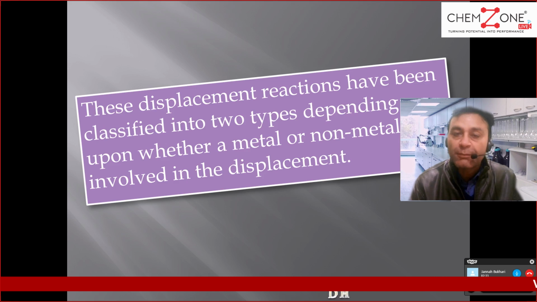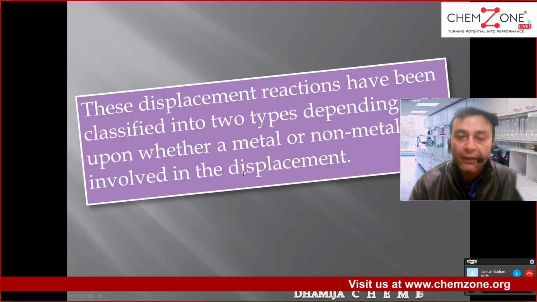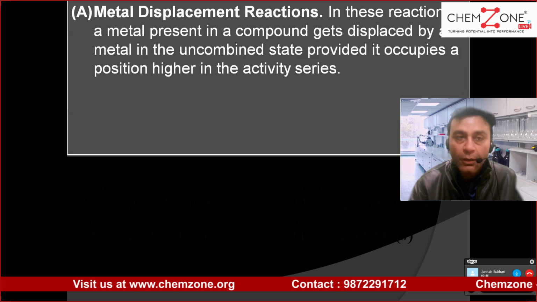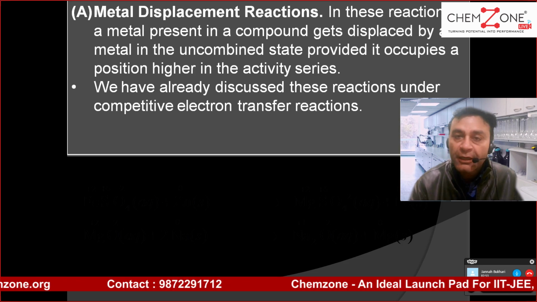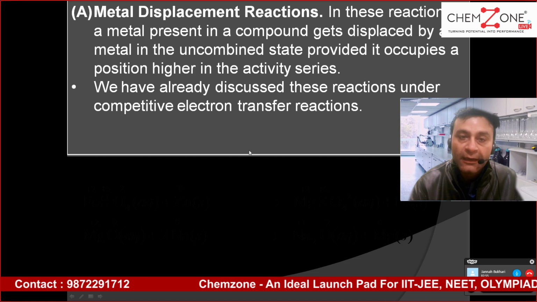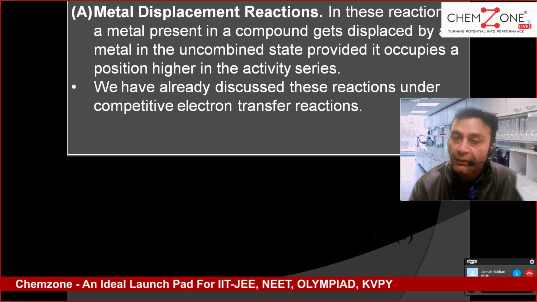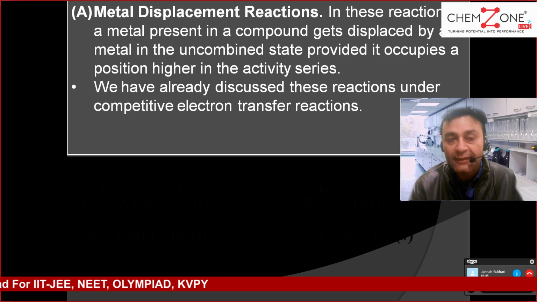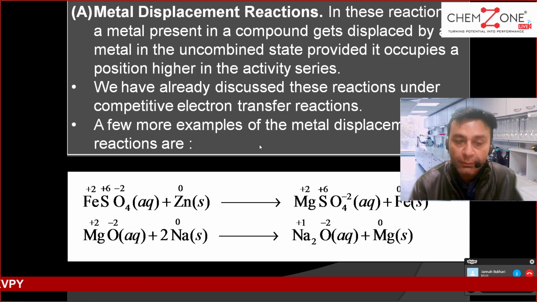These displacement reactions have been classified into two types, depending upon whether a metal or non-metal is involved in the displacement. I'll discuss what is meant by metal or non-metal here. A metal present in a compound gets displaced by the metal in uncombined form, provided it occupies a position higher in the activity series. It means the substance that is more reactive will displace the less reactive element. More reactive will displace the less reactive element.